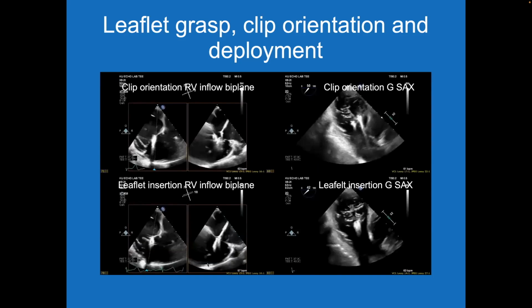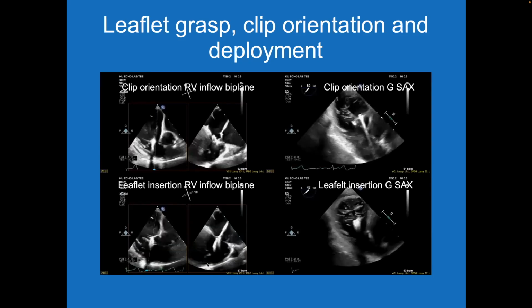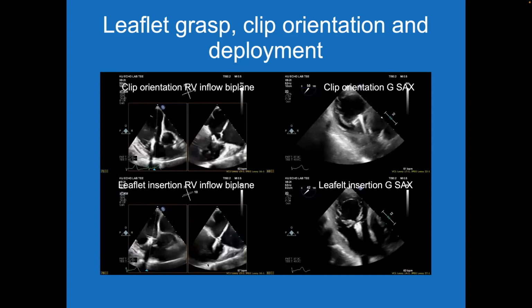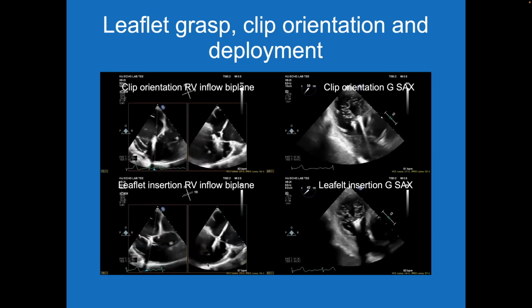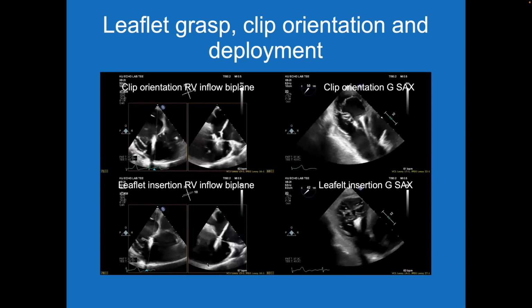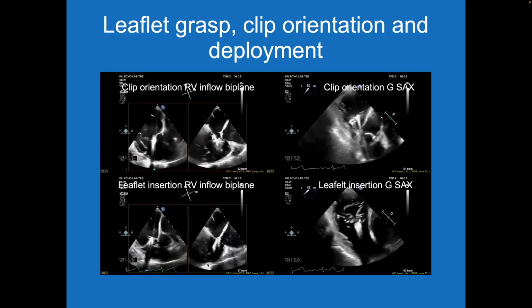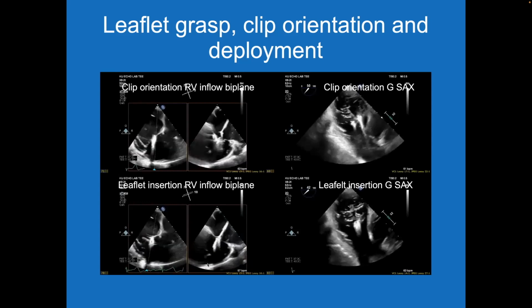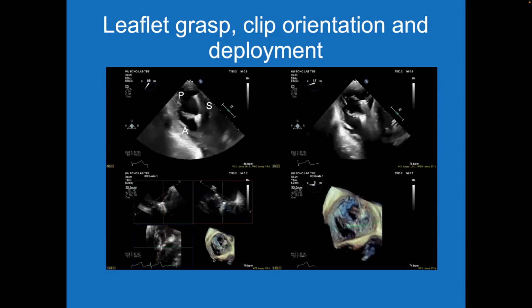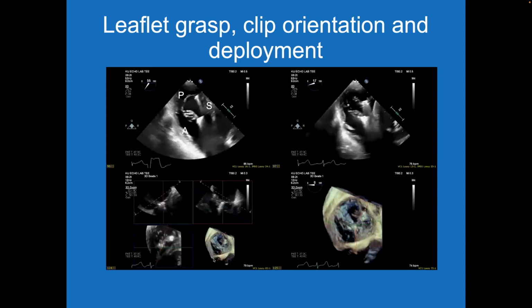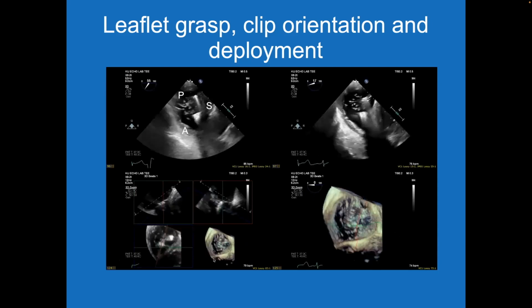And then once they close the clip down, on the biplane on the bottom left-hand picture, you can see you have leaflet insertion on both sides of the clip. And then the leaflet insertion on the gastric short axis shows you have a good grasp of those two leaflets. These gastric pictures are being able to do these 3D reconstructions.